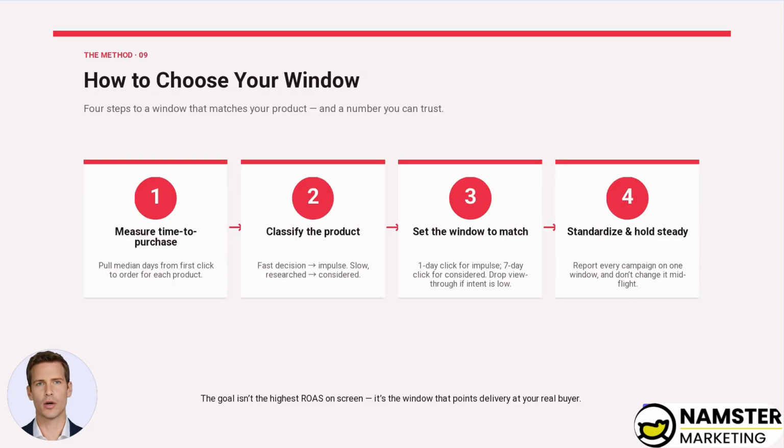A practical framework consists of 4 steps. First, measure your actual time to purchase. Look at how many days typically pass between the first click and the final order. Second, classify products as either impulse or considered purchases. Third, choose the attribution window that aligns with that buying behavior. And finally, standardize reporting. Use consistent attribution settings across campaigns and avoid changing them frequently. Remember, the objective isn't to maximize reported ROAS. It's to generate reporting that accurately reflects customer behavior.